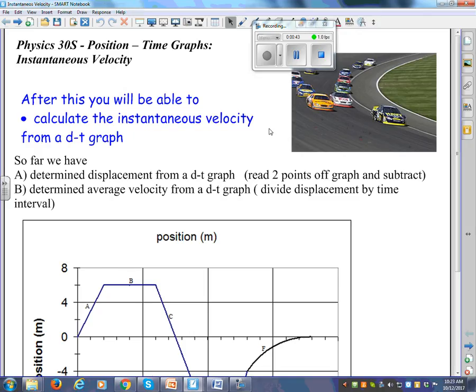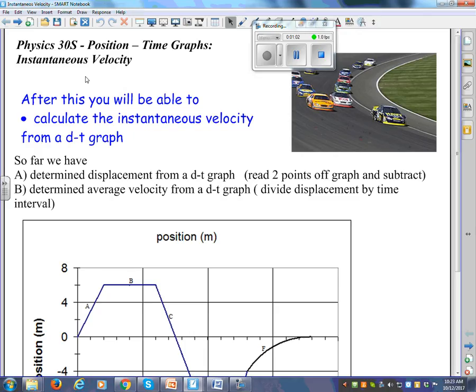Now back at the start of this unit, I introduced you to the idea of a time instant and a time interval. So when you do average velocity, you're talking about it's over an interval, right? But instantaneous velocity means what? What does instantaneous mean? Like now, right?